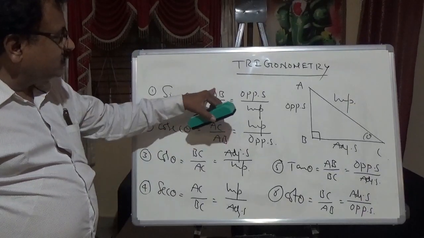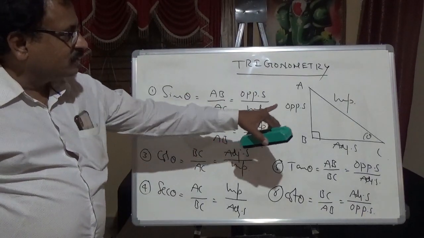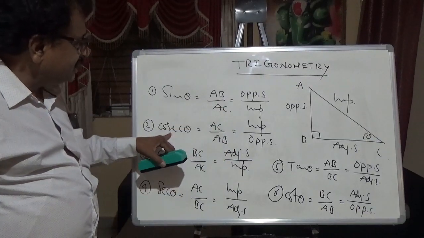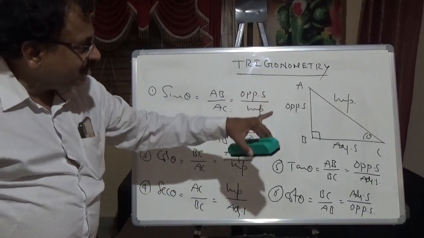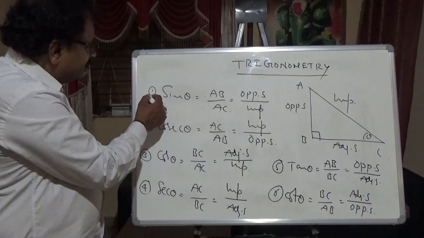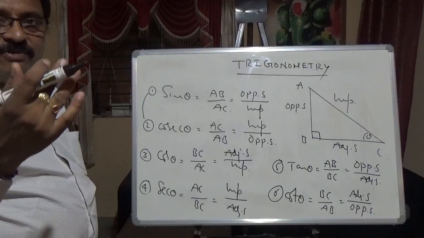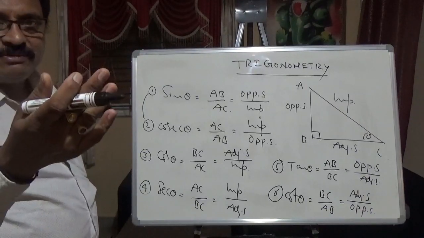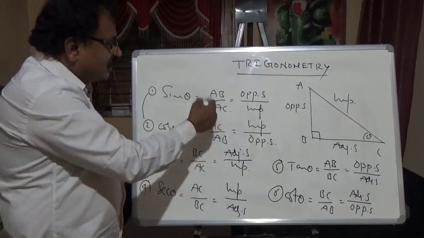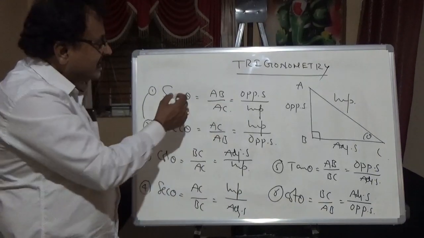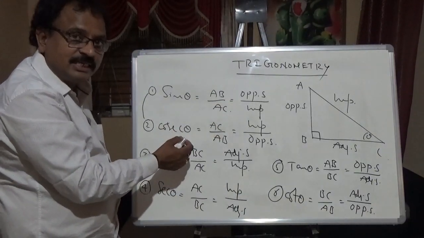Sin theta is opposite side by hypotenuse, AB by AC. Cosec theta is AC by AB, the reciprocal of this. Sin and cosec are reciprocal to each other. If you know sin theta, just interchange the numerator and denominator, and you will get cosecant theta. So sin theta is the reciprocal of cosecant theta.